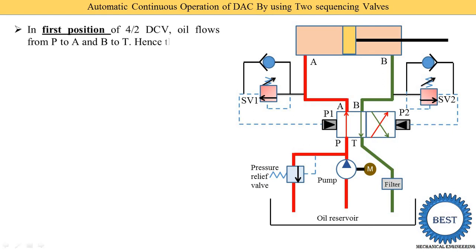Now first we understand the first position. Okay, so this is the complete diagram for the first positions. During the position you need to explain in which direction the oil flows, from which port to which ports, and whether the cylinder extends or retracts.